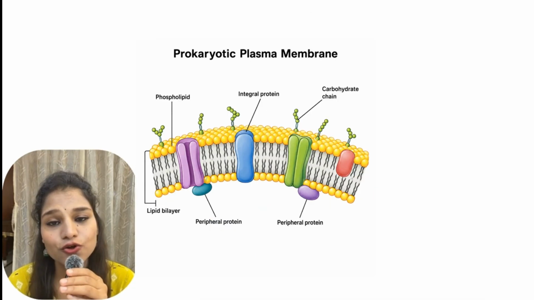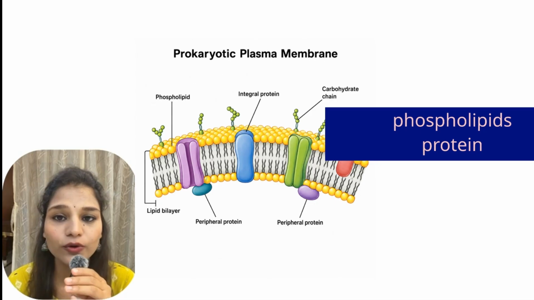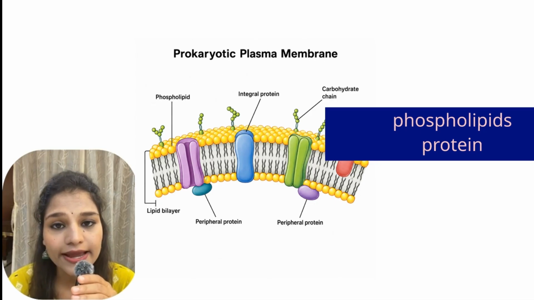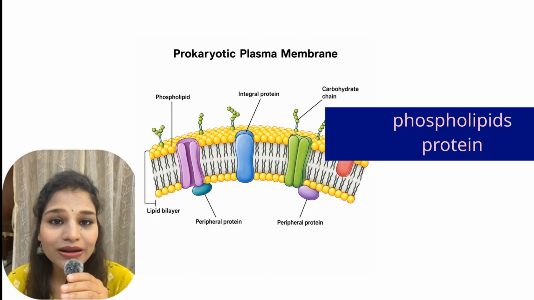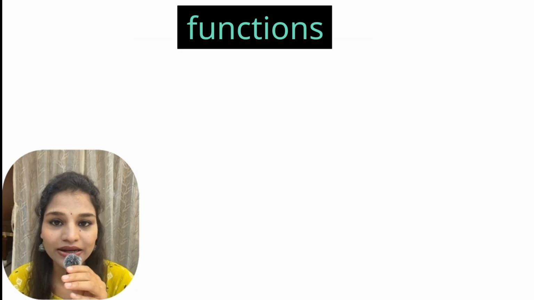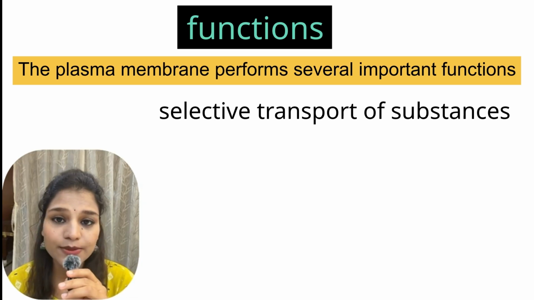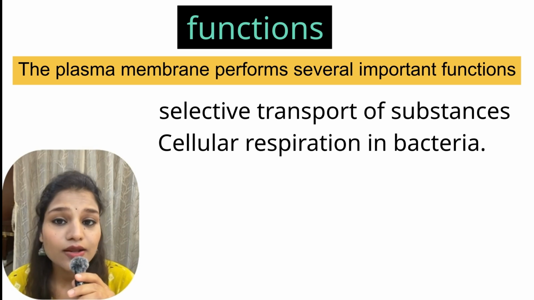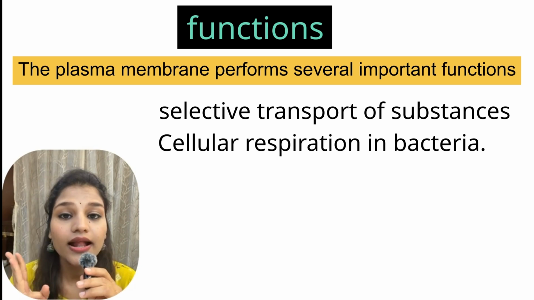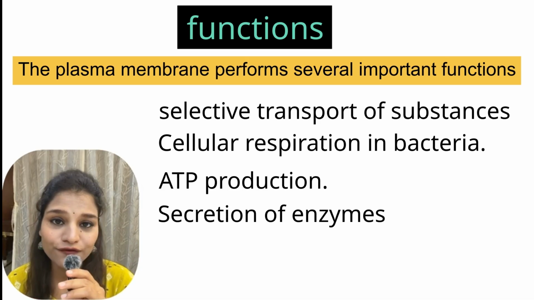Now, what is the structure of the plasma membrane? It is mainly made up of phospholipids and proteins. It follows the fluid mosaic model, meaning that the membrane isn't rigid. It behaves like a flexible moving sheet. So what are the functions of the plasma membrane? It performs several important functions. The first function is selective transport of substances. Second is cellular respiration in bacteria. Third is ATP production. Fourth is secretion of enzymes.